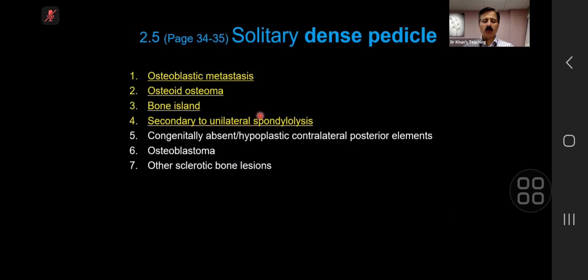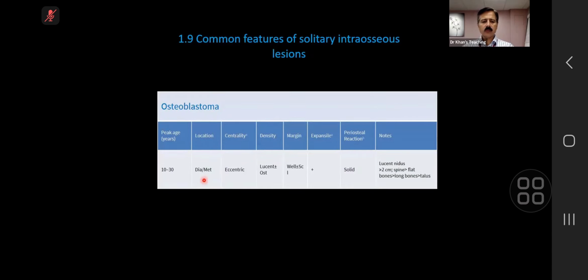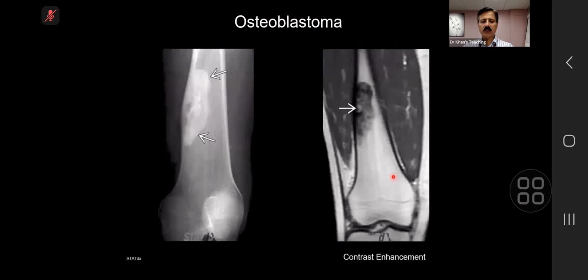So in your book, if you see here, solitary dense pedicle, this is 2.5. Osteoblastic metastasis, they have come in the exam very often. Osteoid osteoma, I've already shown you, a bone island. But if you read the text underneath the osteoblastoma in the current edition, they have said the same thing which I've just told you, that osteoblastoma can also be sclerotic, but because of the lucency, the finding is not all that marked as in osteoid osteoma.